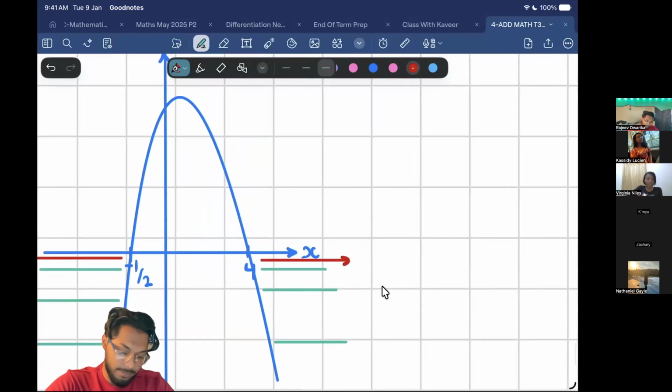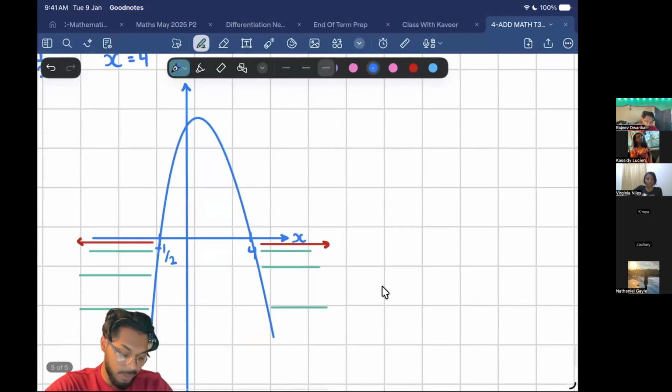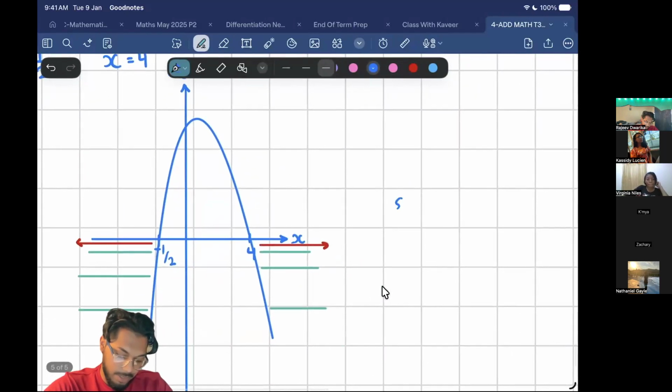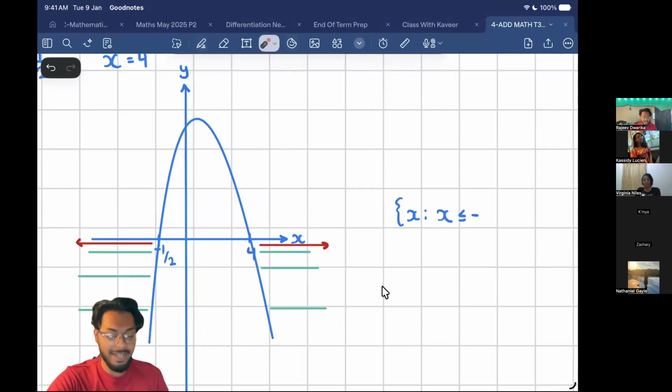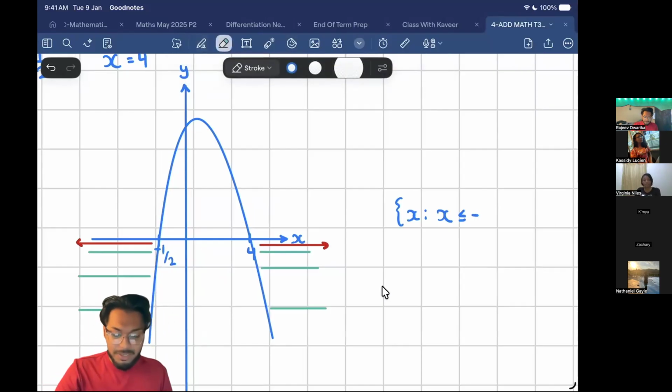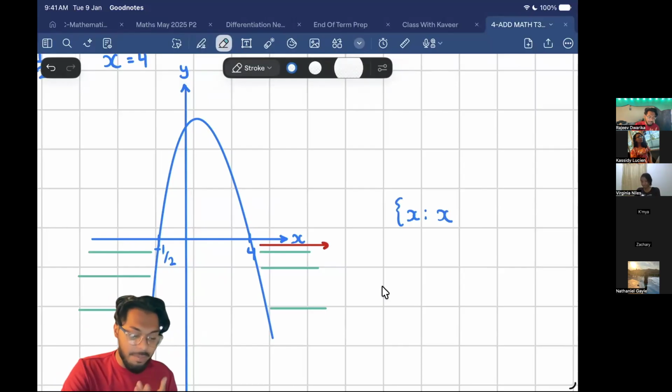So anyways, if you write your answer in set builder notation, it'll be x is such that x is what? Anybody? Less than or equal to negative a half. Less than or equal to -1/2. I don't know how. Wait, I'll go understand my frustration because this is so easy. When I say it's real easy, I mean real easy, right?